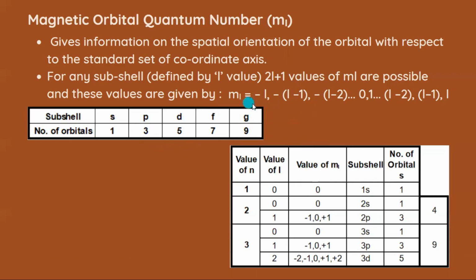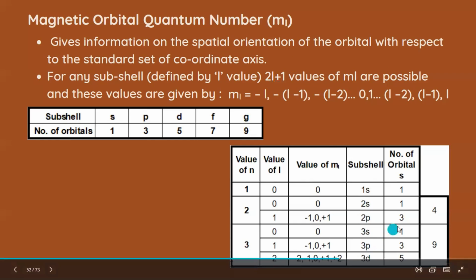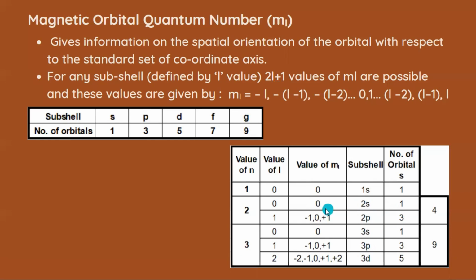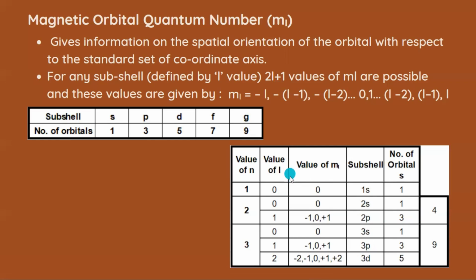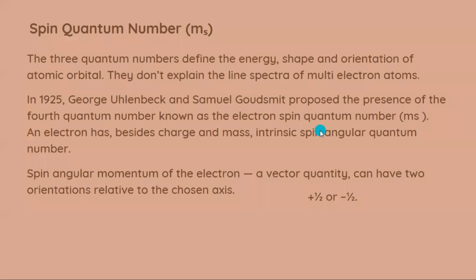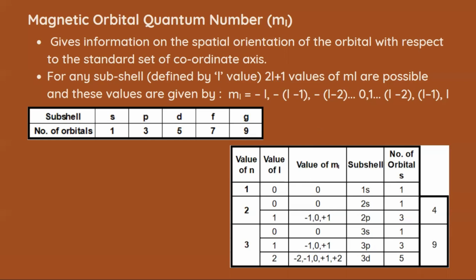So for L equals 0, 2L plus 1, 2 times 0 is 0, plus 1, so you have 1 value of ML. So you have 1 orbital for the value 0. So the magnetic orbital quantum number is giving us the spatial orientation of the orbital with respect to the standard set of coordinate axes. And it also gives us the information, and this is especially important, on the number of orbitals of each subshell.